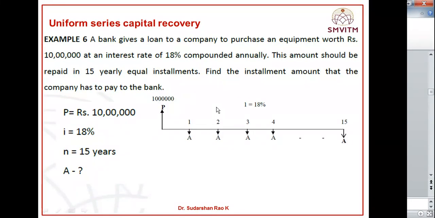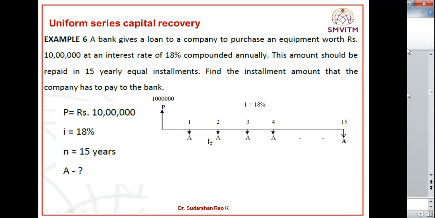The last one is the uniform series capital recovery. That is, for the given P you can calculate A. For example, if you take a loan, how much do you have to repay every year? That is A. A bank gives a loan to a company to purchase an equipment, that is, a machine, worth rupees 10 lakh at an interest rate of 18%. This amount should be repaid in 15 yearly equal installments. Find the installment amount that the company has to pay to the bank every year.